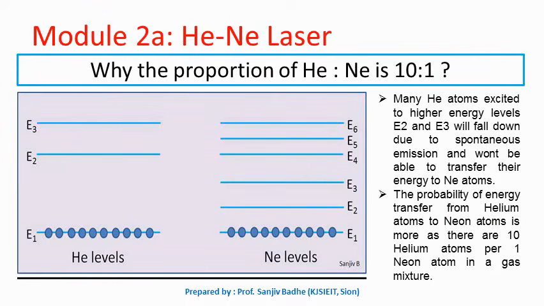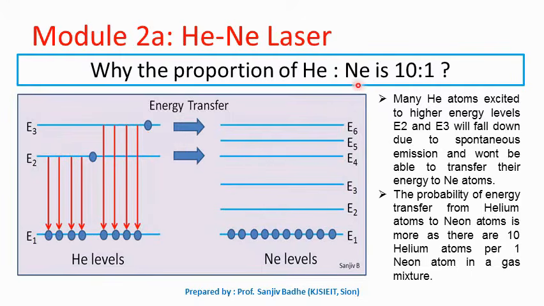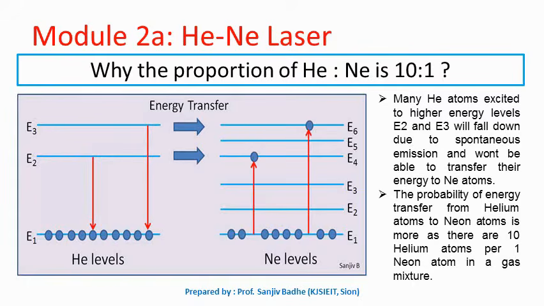This was the second question raised. Why is the proportion of He to Ne 10:1? We have seen neon atoms are the active centers, but helium atoms are very large in number as compared to neon atoms. So let us see why.